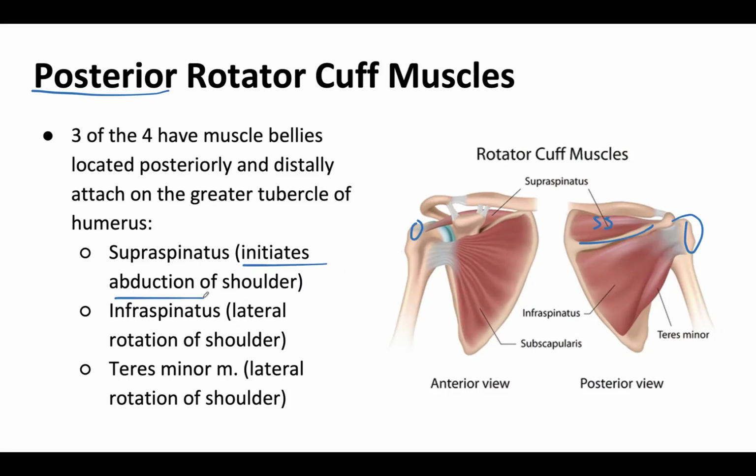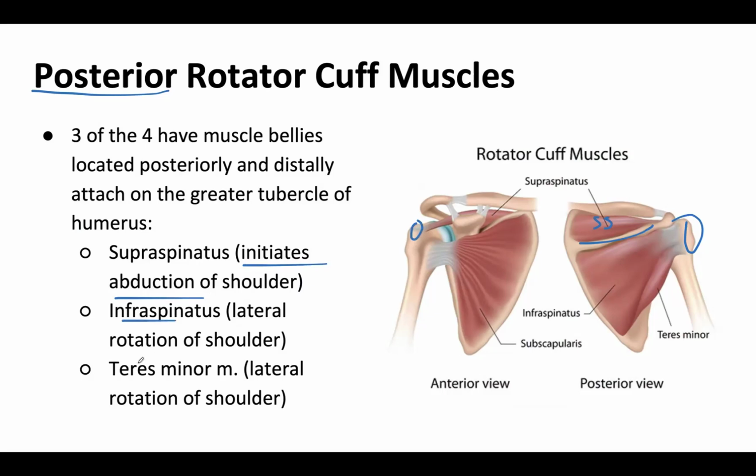And we just talked about how the deltoid muscle is the primary abductor. But based on its placement and line of pull on the humerus, it is not effective in beginning the process of abduction. And that is where the supraspinatus comes in. It begins that first 15 degrees or so of abduction, and then the deltoid muscle takes over.